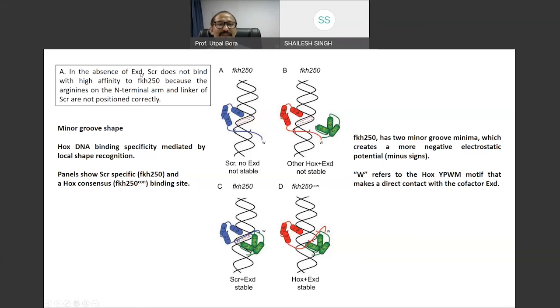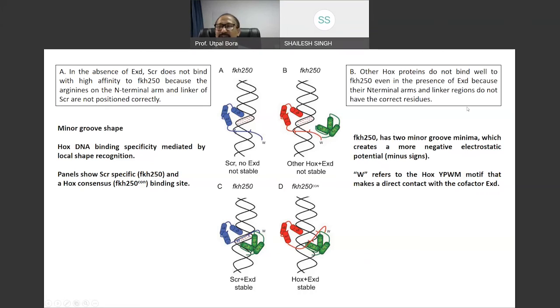So in the absence of EXD, SCR does not bind with high affinity to FKH 250 because the arginines of the N-terminal arm and linker of SCR are not positioned correctly. Okay, because here there is no EXD. EXD is this green molecule below, and on the left side you can see in the other three figures the presence of EXD. When there is no EXD, this binding will not be there because the N-terminal arm and linker of the SCR are not positioned correctly. Okay.